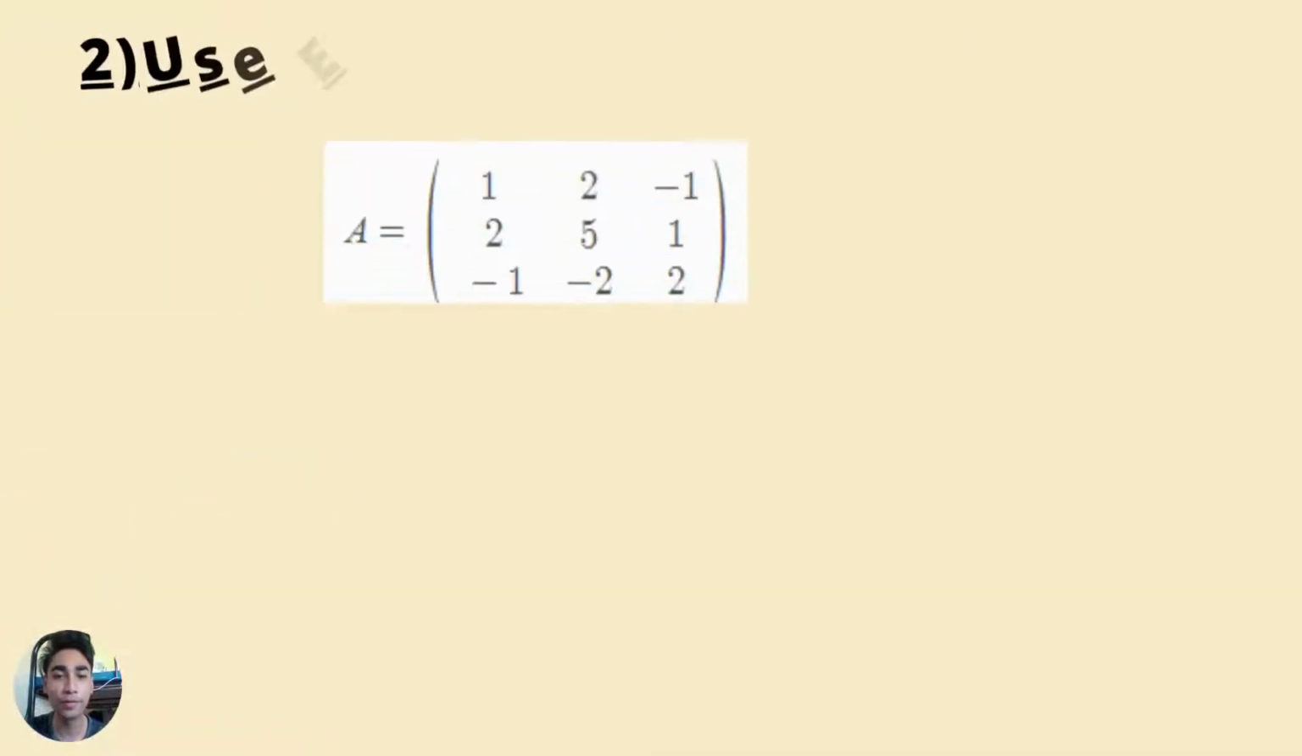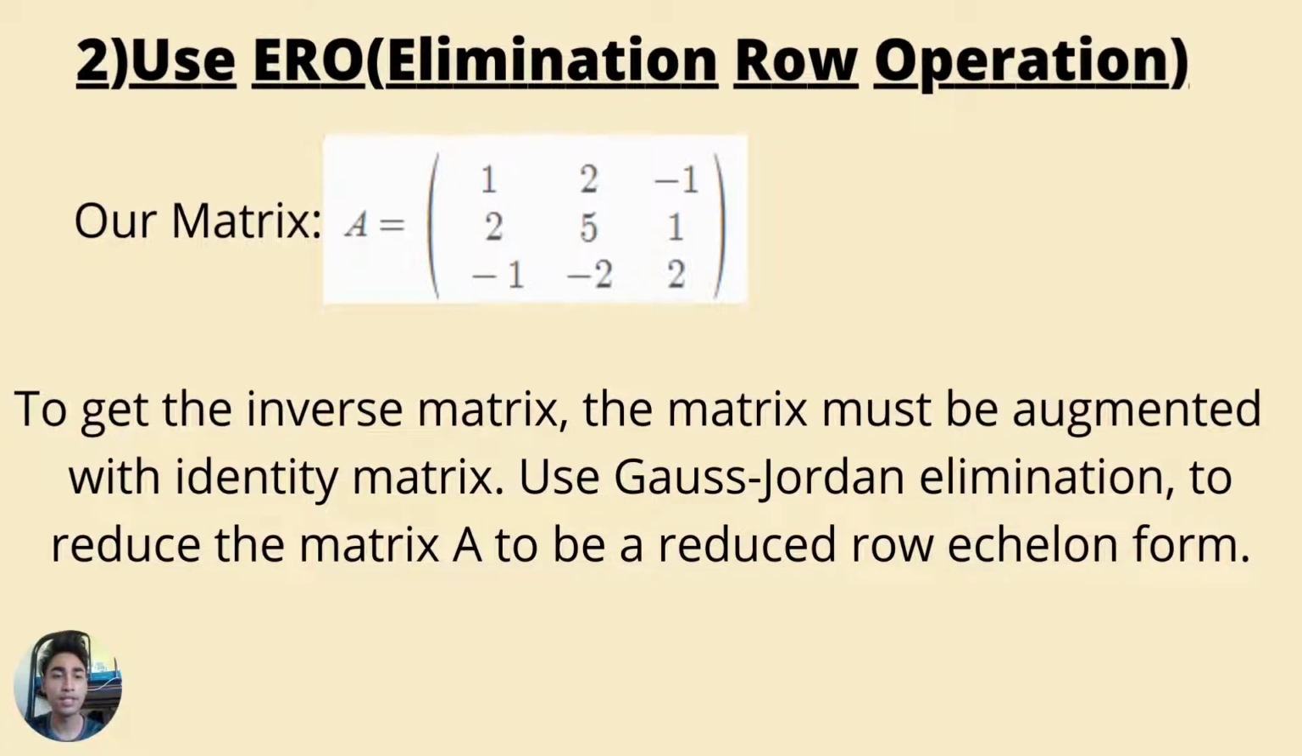Okay, so we move to the next method, which is to use ERO, elementary row operation. In this method, to get the inverse matrix, the matrix must be augmented with the identity matrix, and we will use Gauss-Jordan elimination to reduce the matrix A to reduced row echelon form. So here in our example, our matrix is A. The first row is 1, 2, -1, the second row is 2, 5, 1, and the third row is -1, -2, and 2.